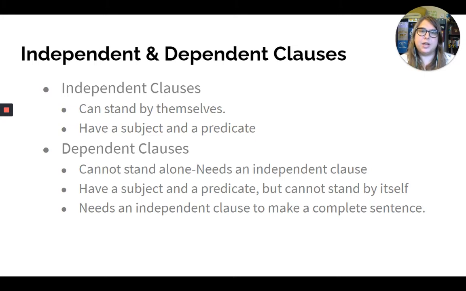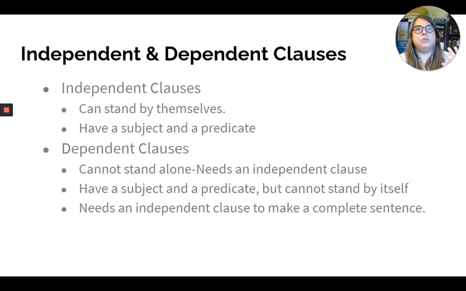Now, I remember growing up, going to school, I was told that you shouldn't start a sentence with "because." It just can't work and we shouldn't do it. Well, we actually can start a sentence with "because," but we want to make sure that we're doing it appropriately. And the way that we make sure we're doing it appropriately is by checking out the differences between independent and dependent clauses. So we're going to start with the independent clauses.